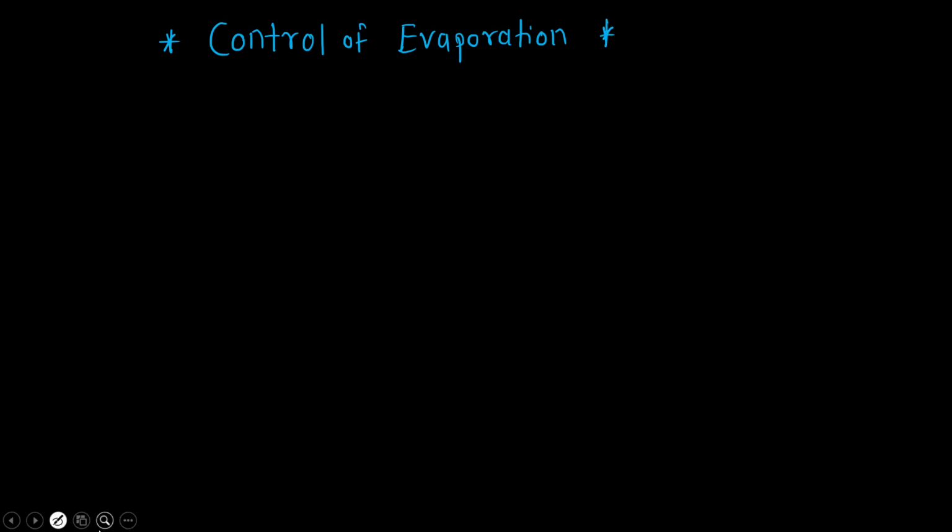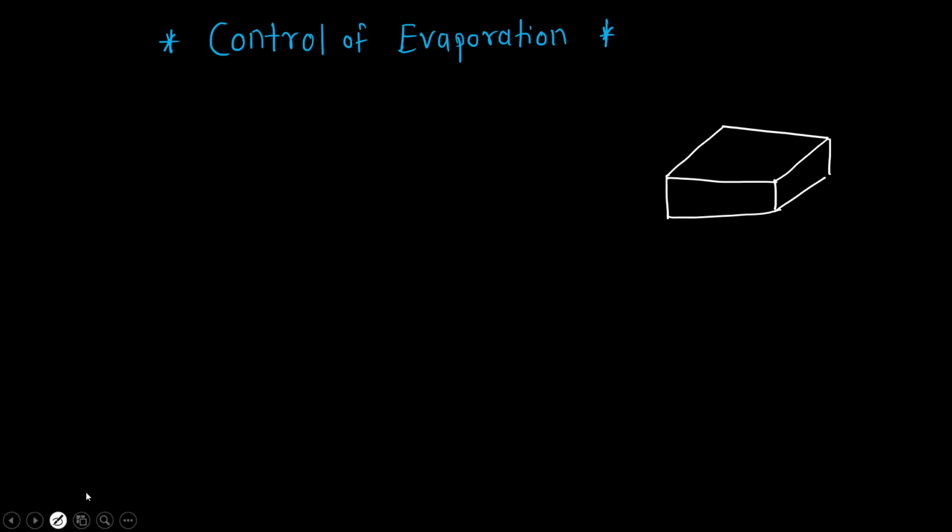Okay. So give the heading control of evaporation. Control of evaporation. So before discussing what are the various methods for the control of evaporation, let us first write down the formula for calculating the amount of water that has been evaporated. Okay, so let's draw here one small reservoir. Okay, so I am drawing it as a rectangular shape.